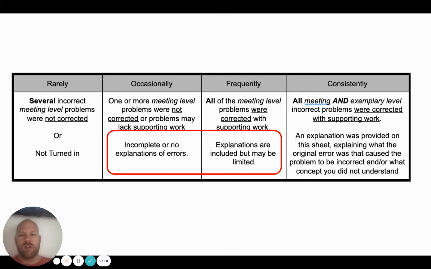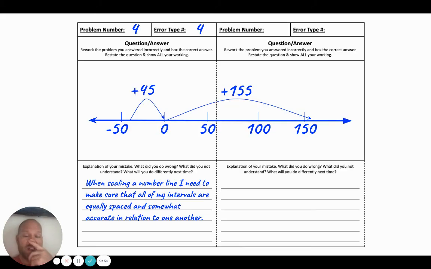But more important than the grade, really understanding why you got something wrong and being able to explain it shows a deep level of understanding that should really help you on the summative. That's the whole reason that we're doing this. So what would I write? I would probably write something like this. When scaling a number line, I need to make sure that all of my intervals are equally spaced and somewhat accurate in relation to one another. So there I'm really getting at the concept that I didn't understand and explaining what I should have done.